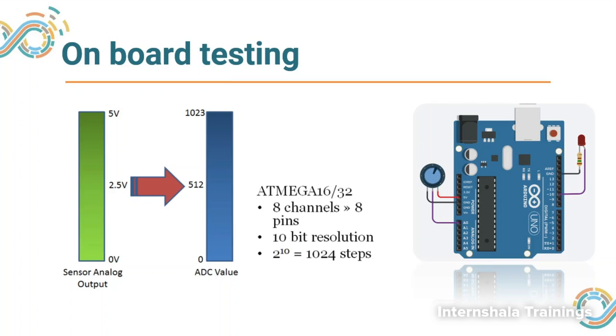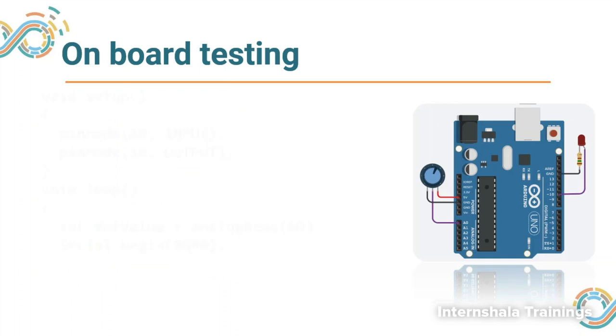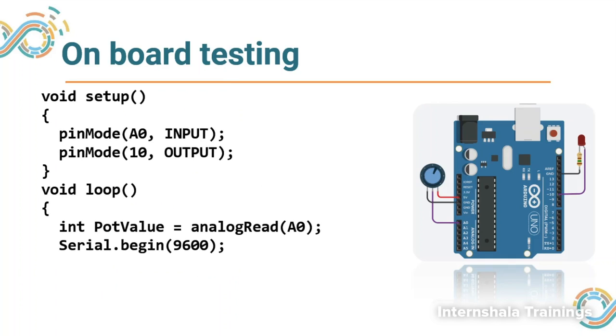So if you have your input exactly at 0, the corresponding value will be 0. And if your input is exactly 5 volt, the corresponding value is going to be 1023. In the center, you are going to get 512. And then you can linearly calculate what will be the value for each analog input. So now we have our code ready.